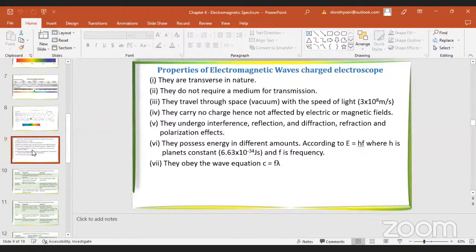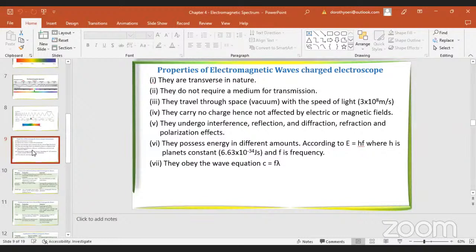They travel in space, that is, they will travel at the speed of light. They are not charged. That is why they will not be affected by electric or magnetic fields. Now, in Form 3, you've already covered waves and properties of waves, and therefore we are saying that they undergo interference, reflection, diffraction, refraction, and polarization, which are properties of a wave.